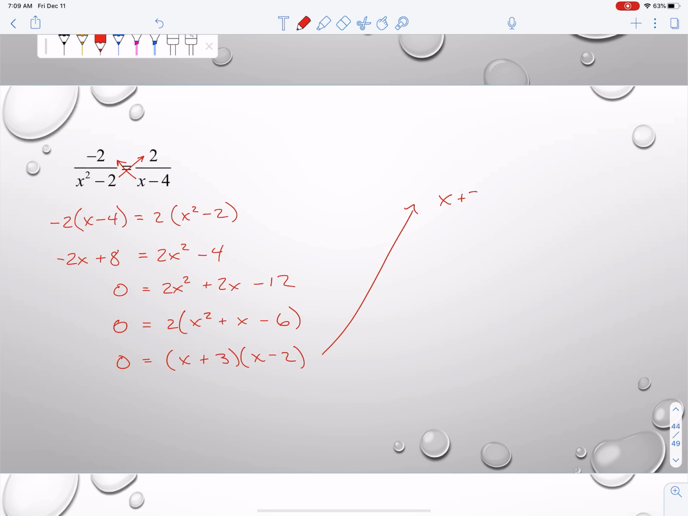It's going to give me two solutions here. We're going to have x plus 3 equals 0 and x minus 2 equals 0. I have solutions of x equals -3 and x equals 2, right?